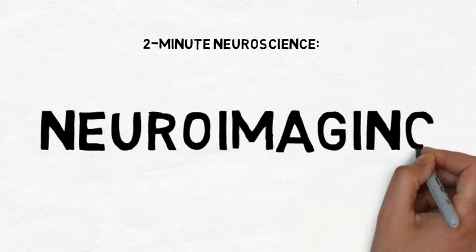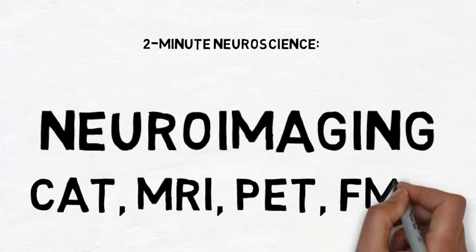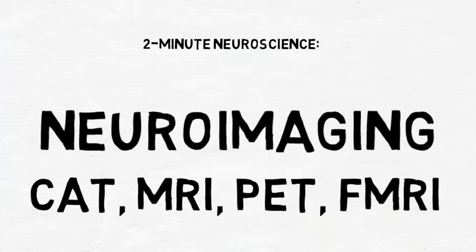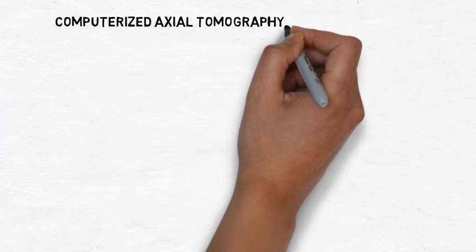In this installment, I will discuss neuroimaging. I will cover a few of the most common types of neuroimaging: CAT scans, MRI, PET scans, and fMRI. Some neuroimaging techniques allow us to see the structure of the brain, while others allow us to look at brain activity or function.